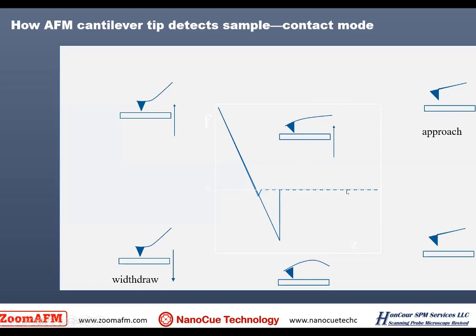When the tip and sample are far away from each other, it is a flat line. The tip is experiencing no force. When it's close enough, the tip will snap into the sample, and then if you push the tip down further, the tip will bend up, and then the force becomes repulsive. And then when you pull the tip away from the sample, there is a strong adhesion force that pulls the tip into the sample until the tip snaps away from the sample. That's the contact mode force curve.